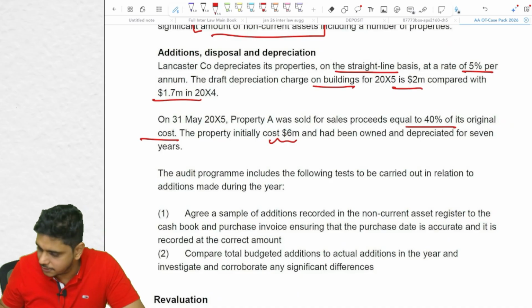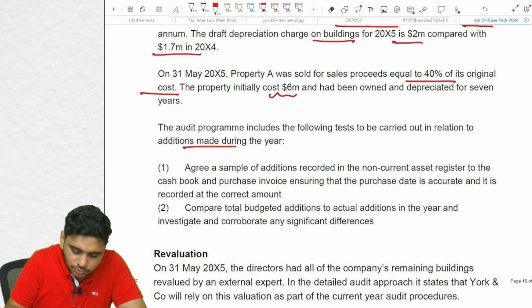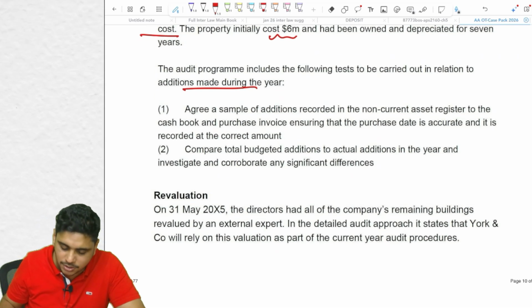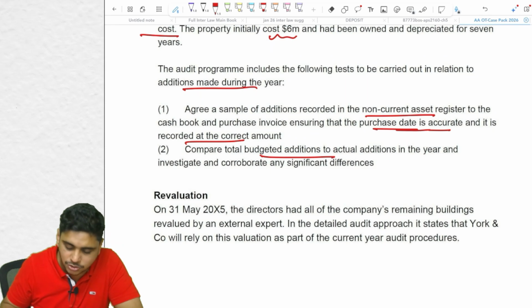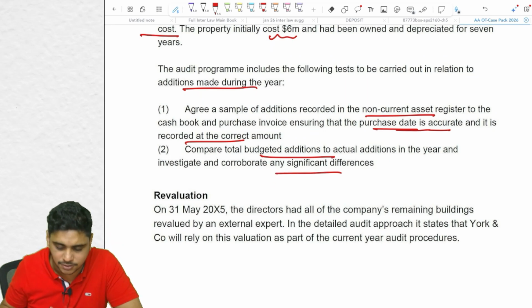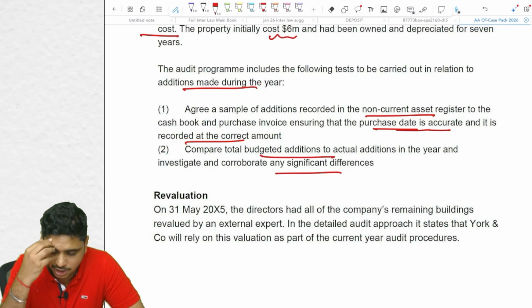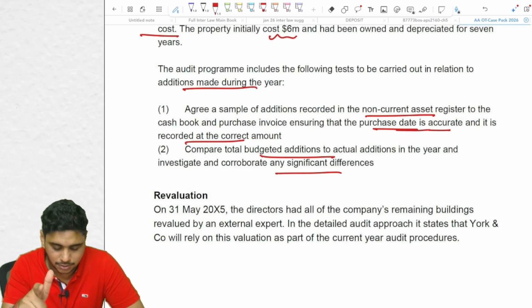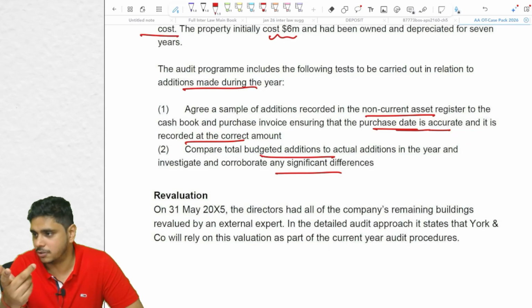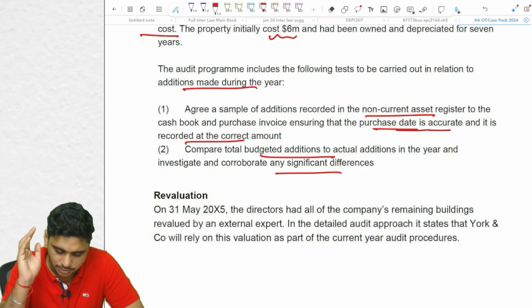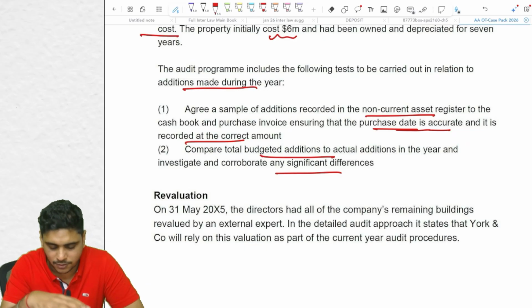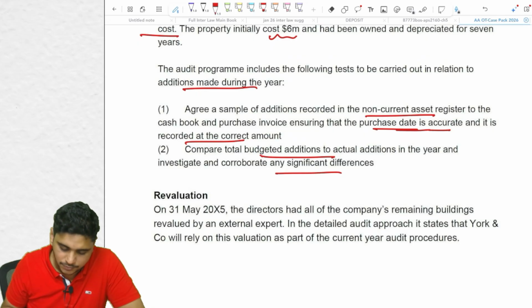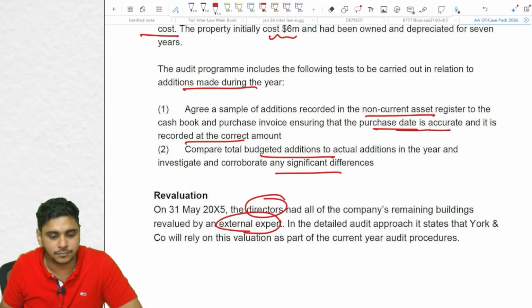The audit program includes the following tests to be carried out in relation to the additions made during the year. Agree a sample of additions recorded in the non-current assets register to the cash book and purchase invoice, ensuring the purchase date is accurate and it is recorded at the correct amount. Compare the total budgeted additions to the actual additions and investigate and corroborate any significant difference. So you take a sample of additions and check the date and amount. Second, whatever we have planned and whatever is actual, you investigate any difference. Revaluation: the directors had all of the company's remaining buildings revalued by an external expert. The audit approach states that York and Co will rely on the valuation as part of current year audit procedures. So the external expert was appointed by the management, management's expert. Okay, this is the story.